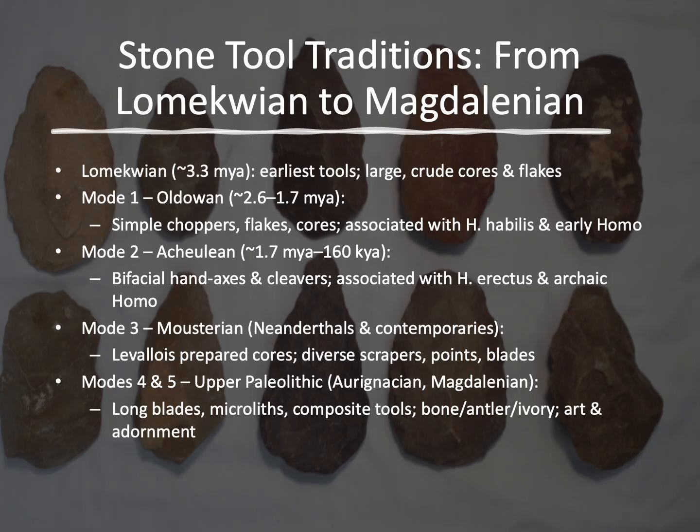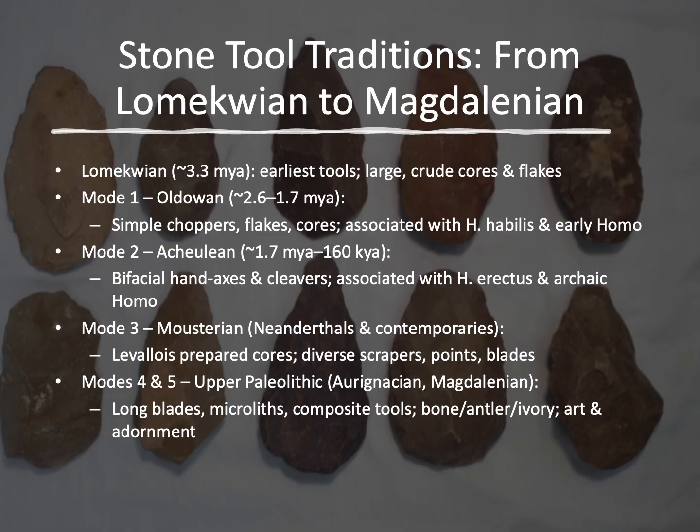To tie together anatomy, cognition, and behavior, it's really helpful to revisit the stone tool traditions that run alongside this whole story of evolution. The earliest tools we know of are the Lomekwian tools, dating to about 3.3 million years ago in Kenya. These are large, crude cores and flakes, as shown on the slide. We're not sure exactly who made them, possibly Australopithecines, but they show that stone tool use predates Homo.